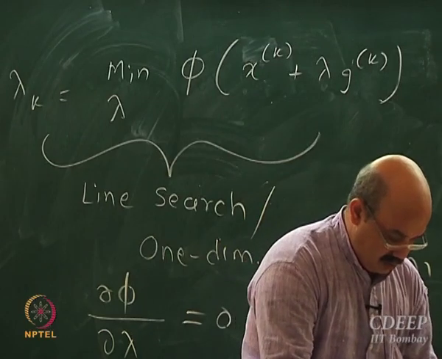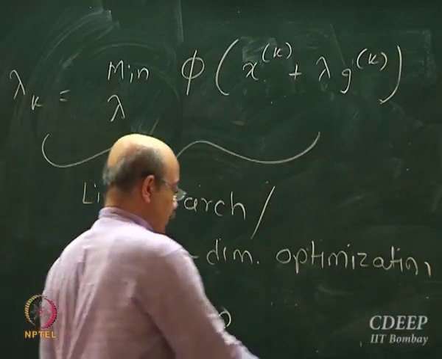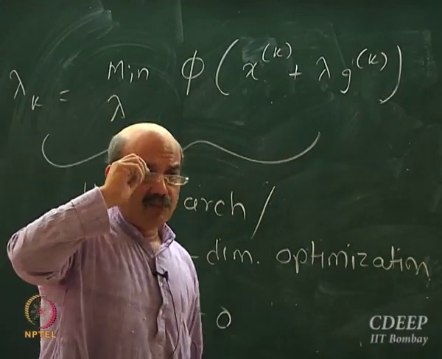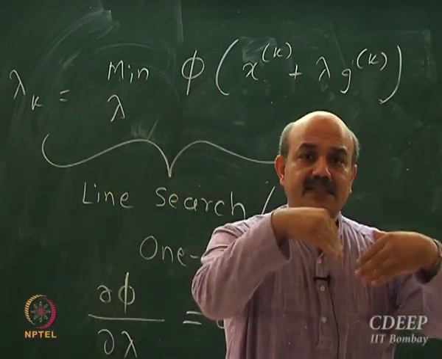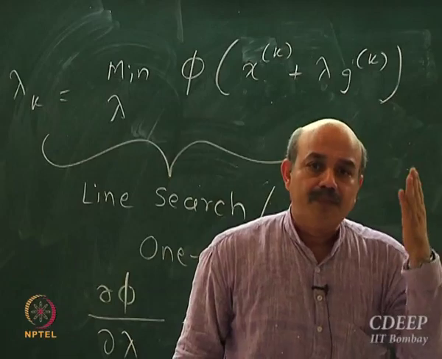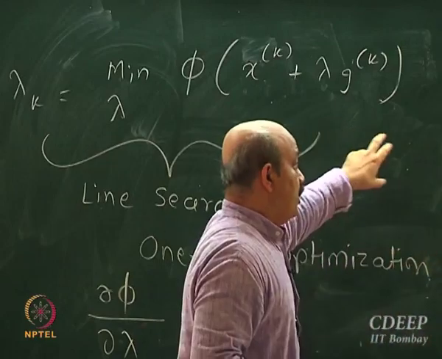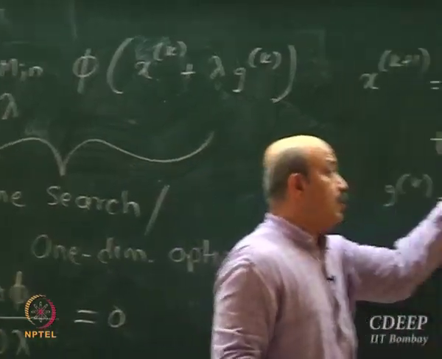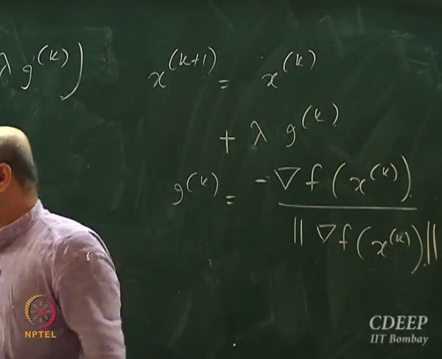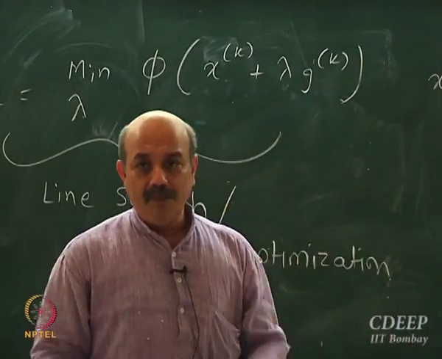Okay, so let me go back. Is this clear? Is the idea clear? The line of argument is like this. Locally, the direction in which the objective function decreases the most is the negative of the gradient. Okay, you know the direction to move, but you do not know how much to move. That is quantified by this lambda. Okay, and then we obtain lambda by one dimensional minimization with respect to lambda.